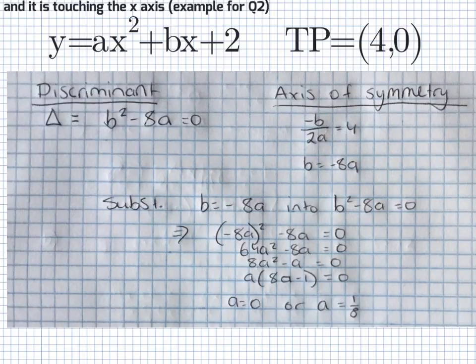Okay, the only last part I forgot to write on here was that once we've got this a is 1/8, we would substitute that into the easiest equation we can see, which is this one. So b would equal -8 times 1/8, which will give us -1. And then we'll write our answer up as y equals 1/8 x squared minus 1x plus 2.